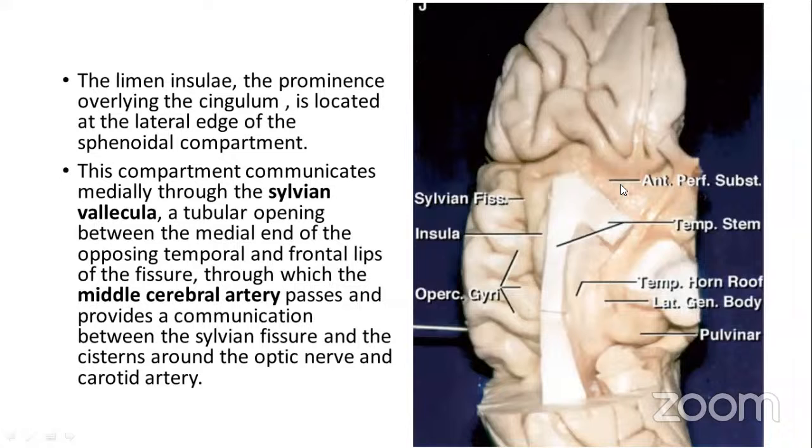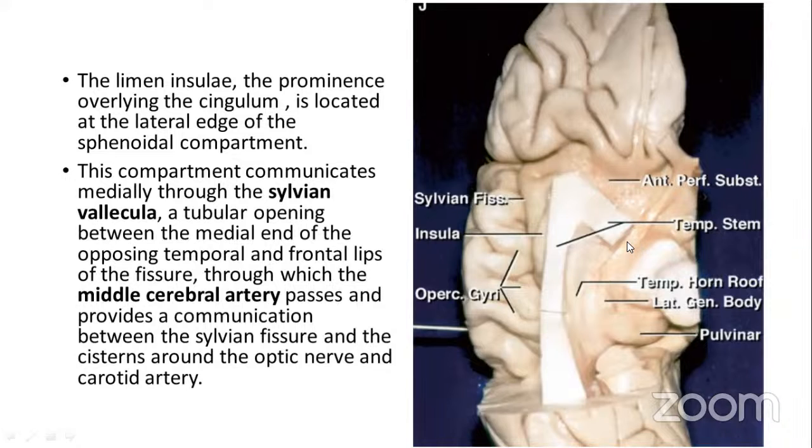So in this picture, we have a bit clearer view of the same structure. On the top of this, we can see the opercular gyri, and here we have the temporal stem. Anterior to the temporal stem, we have the anterior perforated substance. So the medial part of the Sylvian fissure, the roof is formed by the anterior perforated substance as well as the frontal operculi.